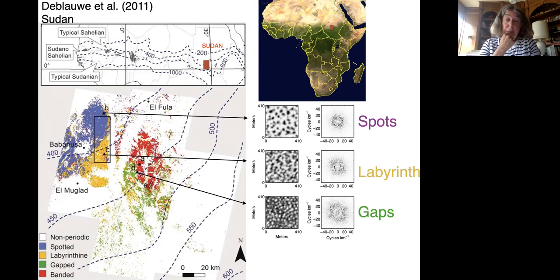Okay. And the interesting thing about this is that they were able to detect that as it became more arid, it went from the gaps. So in the wetter regions, you get the gap pattern, and then it goes to the less wet regions and they see the labyrinths. And then if they go to the really dry regions, they see the spots. So this is some confirmation of this.